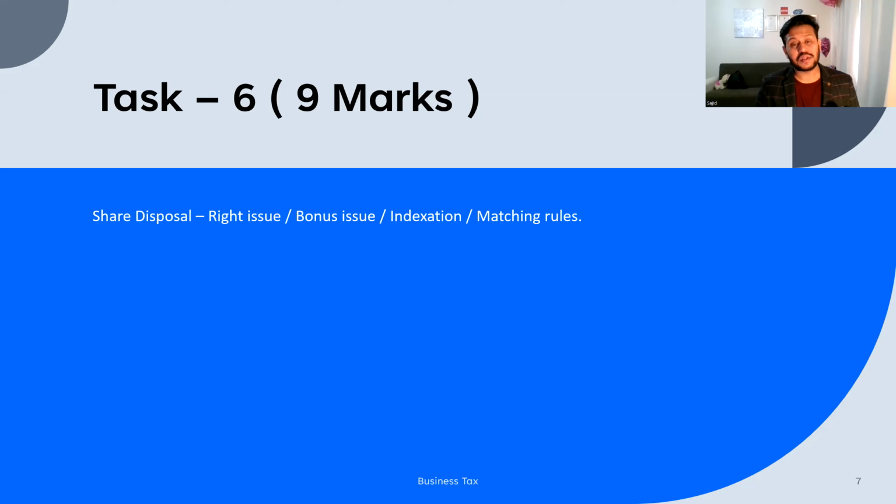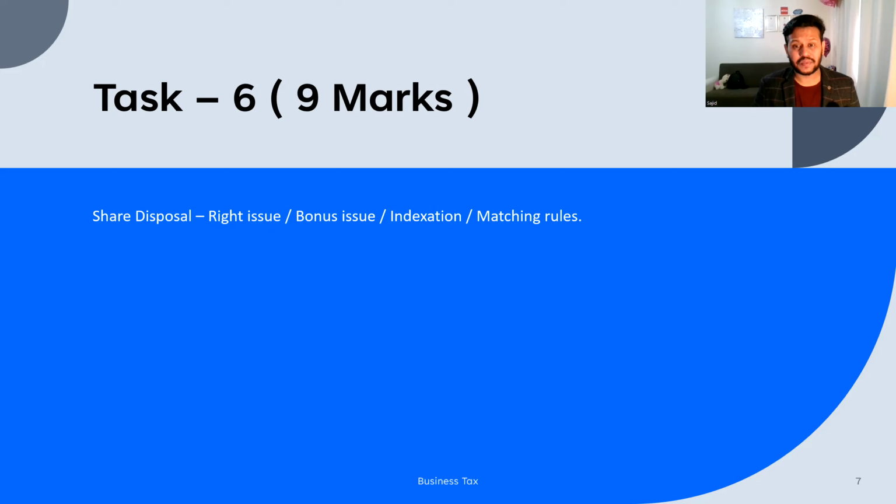The next thing is the bonus issue. Remember that because of the bonus issue, there is nothing coming to the business. The bonus issue is a free share. Because of the bonus issue, only the number of shares will be increased, but no money will come to the business. For that reason, we need to ignore the bonus issue for indexation purposes. So a bonus issue only increases the number of shares, not any cost. And because of the bonus issue, we don't have to do the indexation.